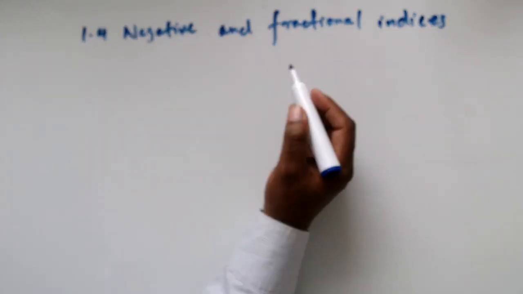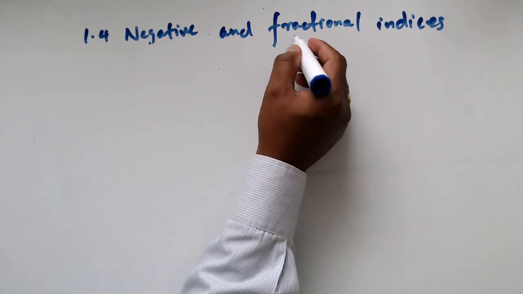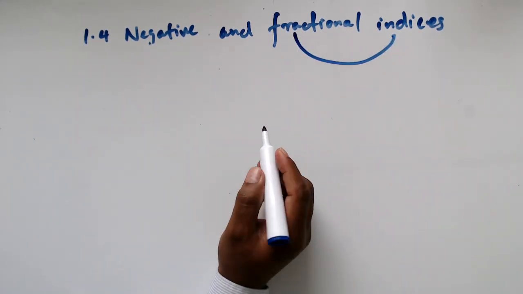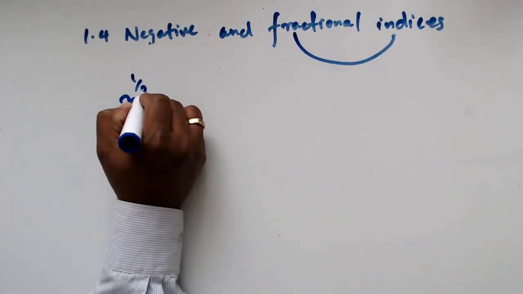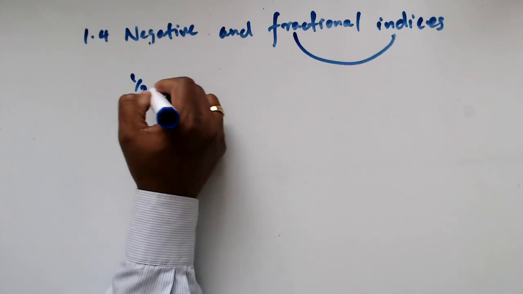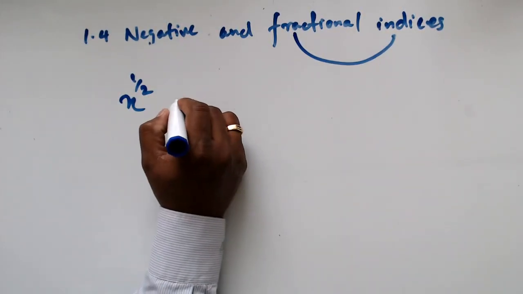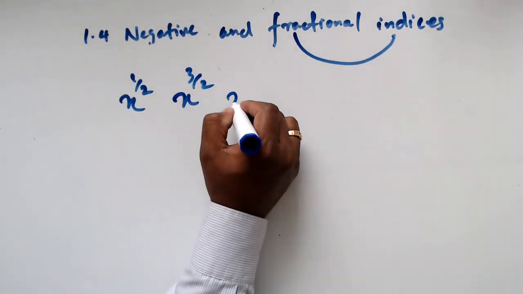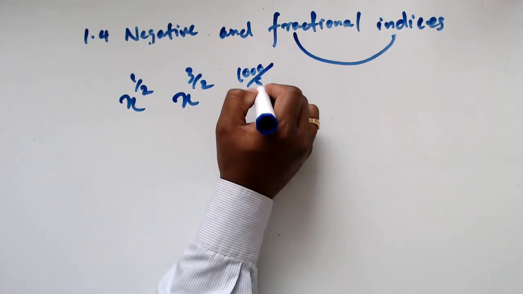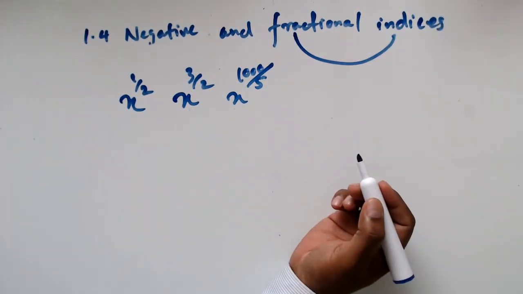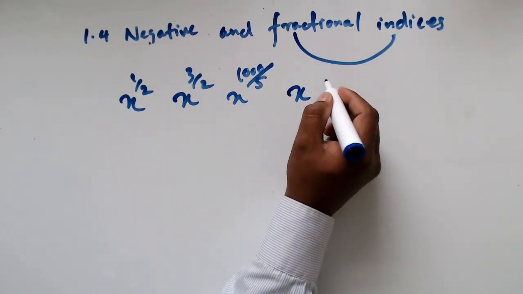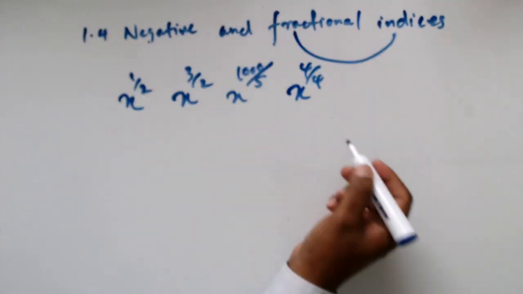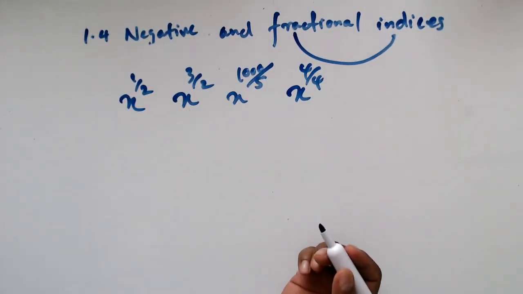Negative and fractional indices. So, fractional indices. This is an example: x to the half is a fraction, so this is a fractional index. x to the 3 over 2, x to the 10,000 over 5, so all are fractional indices. And x to the 4 over 4. I write 1 as 4 over 4, so in that case it becomes a fraction as well.